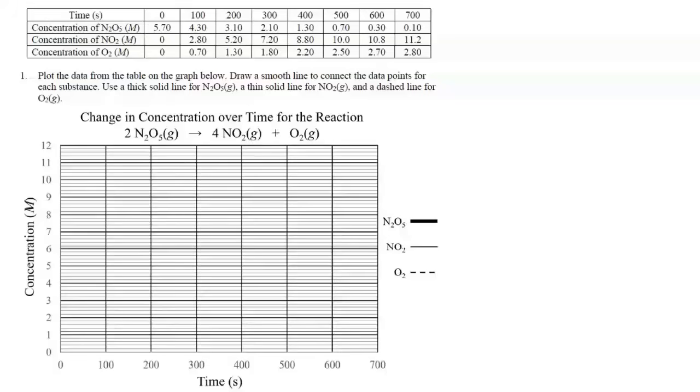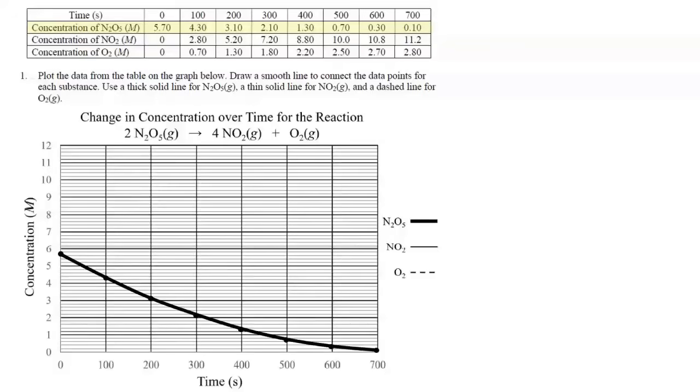So the first data point I'm going to use is at time equal 0 seconds. The concentration of N2O5 is 5.70 moles per liter. Then, over time, that value decreases. So 4.30 moles per liter at 100 seconds, 3.10 moles per liter at 200 seconds, and then now we have 2.10, 1.30, 0.70, 0.30, and 0.10. So that line, that dark, thick, solid line, is the change in concentration for N2O5.